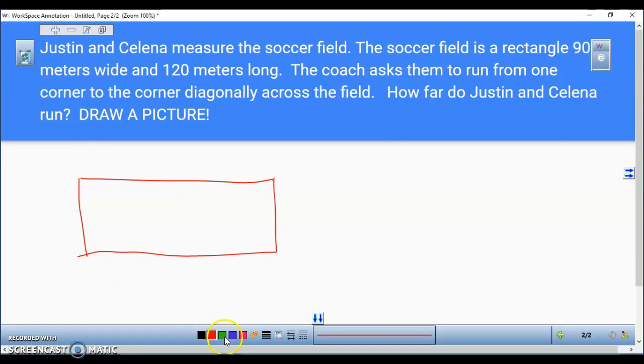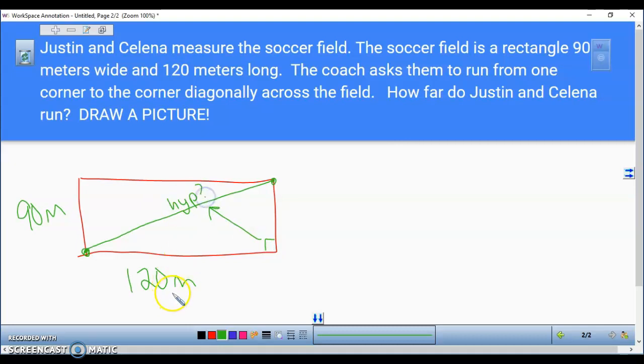There's my soccer field. Okay, it tells us it's 90 meters wide and 120 meters long. They are running from one corner to the corner diagonally across the field. So it doesn't matter whether you run from here to here or the other way. I'm just going to go from here to here. We're still trying to find the diagonal distance. Okay, remember that's the hypotenuse. That's the one we don't know.